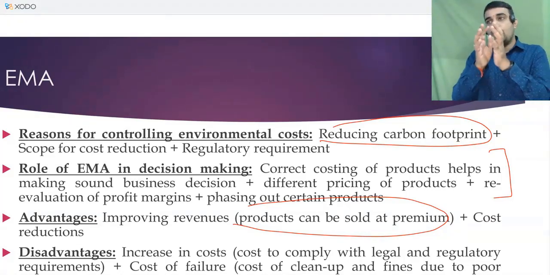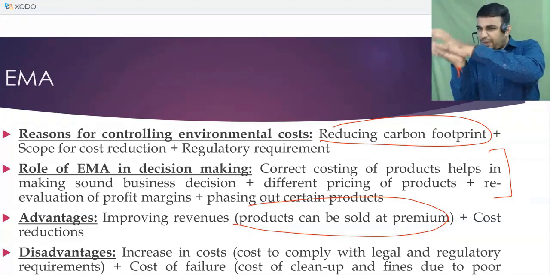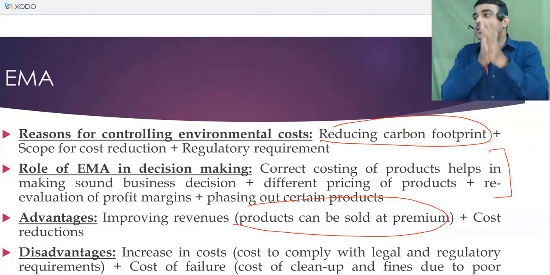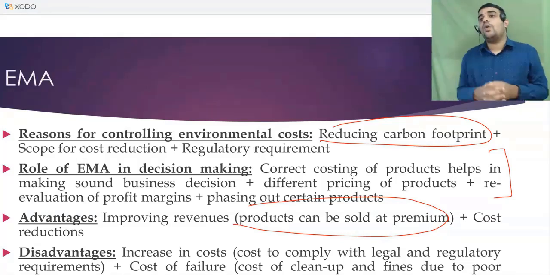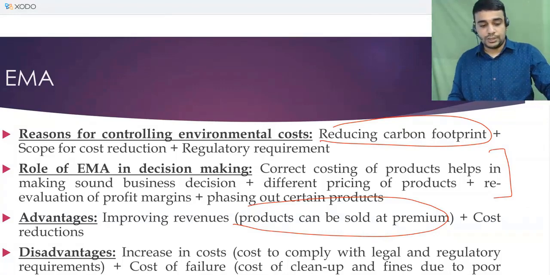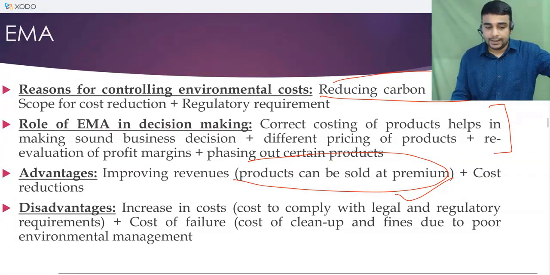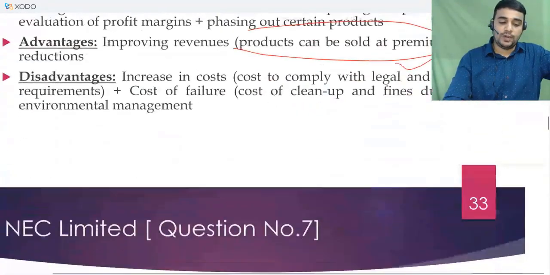Disadvantages: if you are trying to focus on improving the environment, a lot of external costs will become internal costs, which will lead to an increase in cost. And unfortunately, despite doing all this, sometimes if you fail, there are going to be penalties. So those are the two issues: increase in cost to comply with legal and regulatory requirements, and cost of failure, cost of cleanup and fines due to poor environment management.